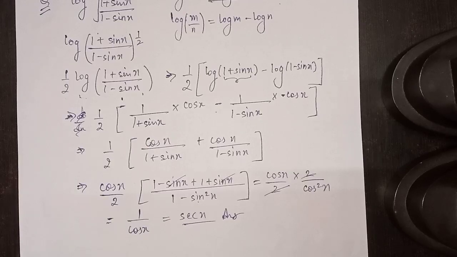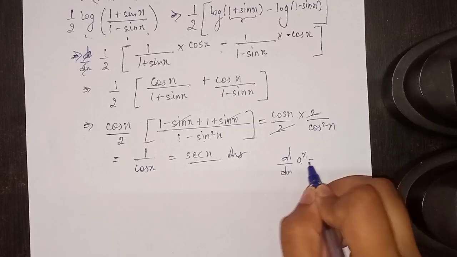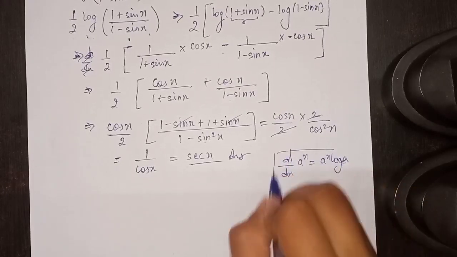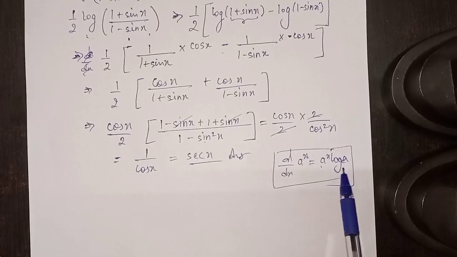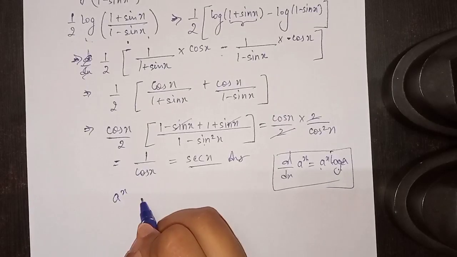And I also forgot to mention d by dx of a to the power x is equal to a to the power x log a. This is also a differentiation formula for a to the power x, that is a to the power x log a base e. Now let's try some questions based on these.